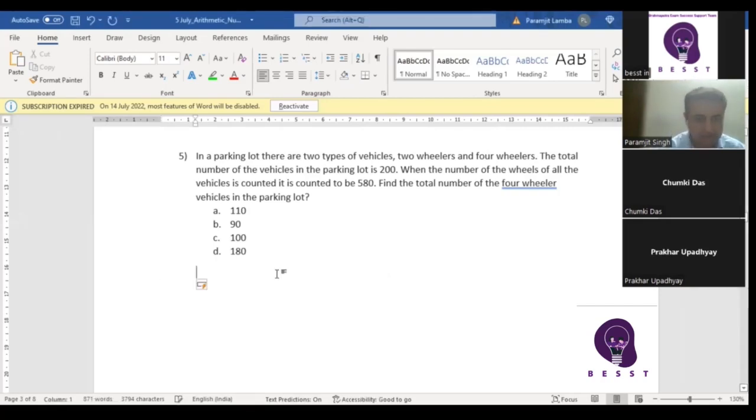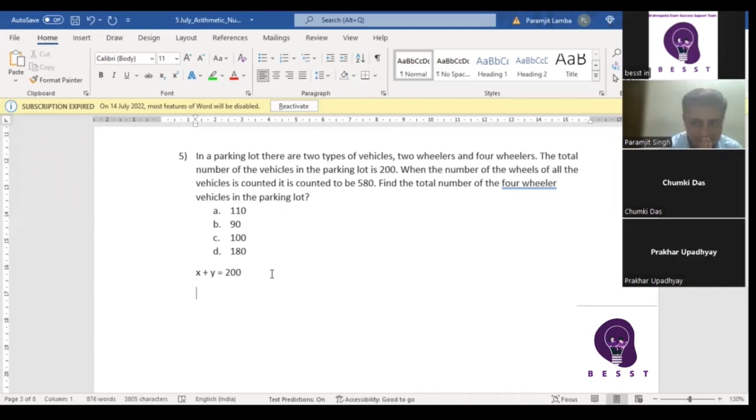I will start writing the hint as we go along. X plus Y equal to 200. What do we have to do next? Sir, we will take the 2-wheelers as X and 4-wheelers as Y. Yes. Then there are total 200 vehicles, so X plus Y equal to 200.